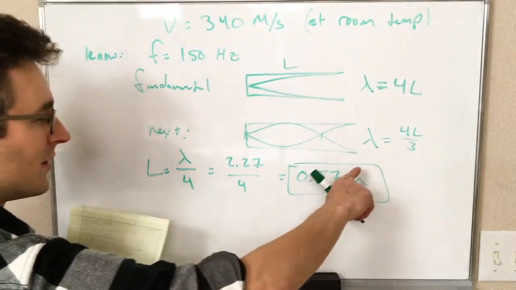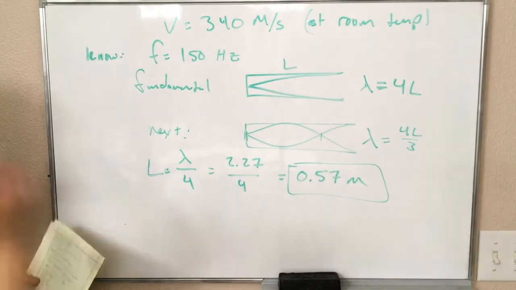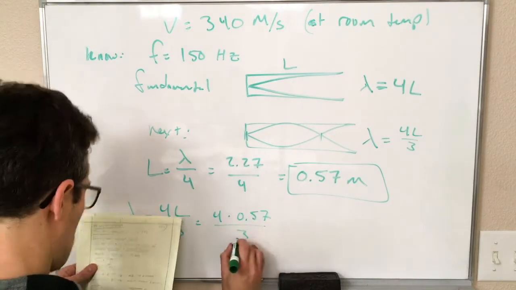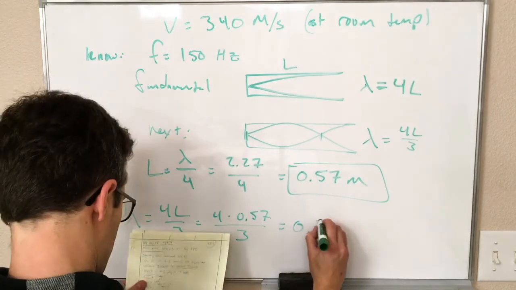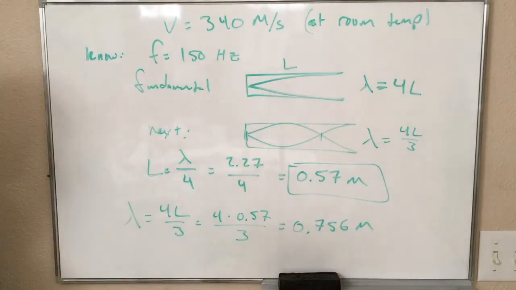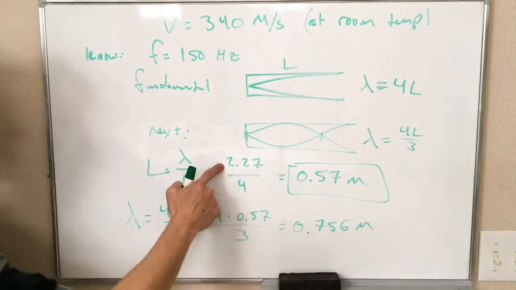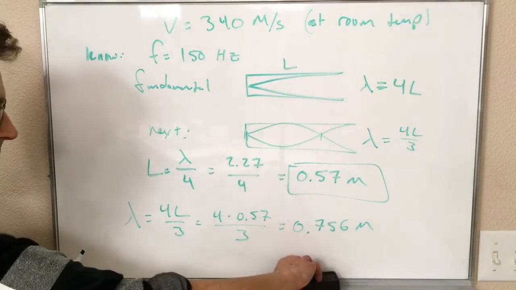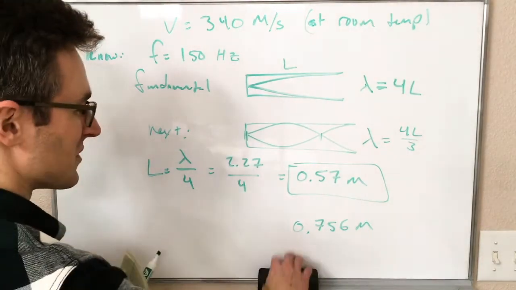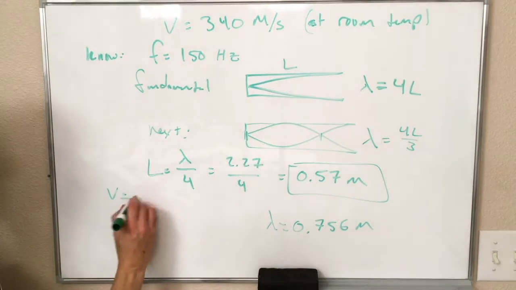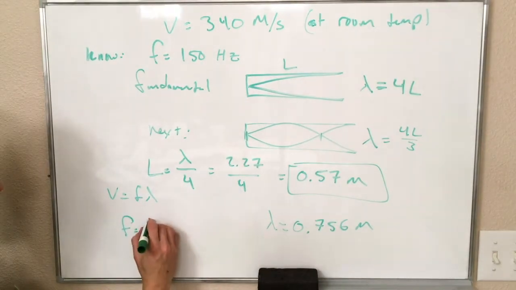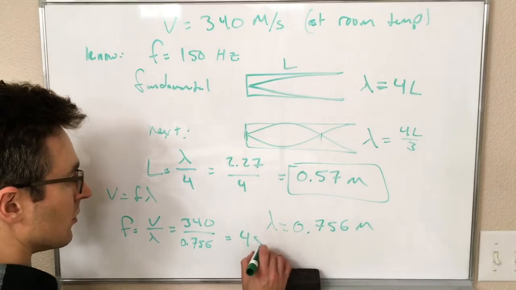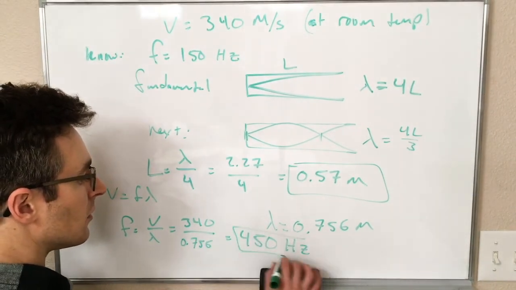So, sorry, lambda is equal to 4L over 3, which is 4 times 0.57 over 3. So that is 0.756 meters. So that is significantly shorter than this wavelength. And if we plug this lambda into our v equals f lambda equation to solve for f equals v over lambda, which is 340 over 0.756, that is equal to 450 hertz.